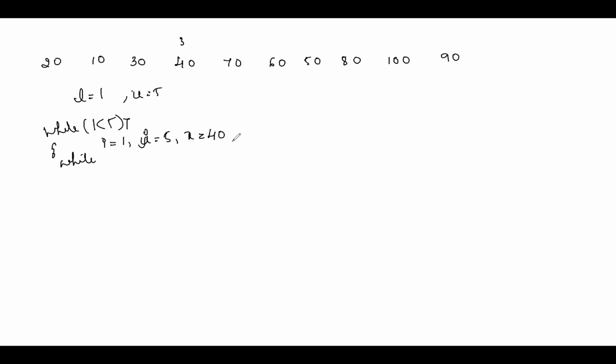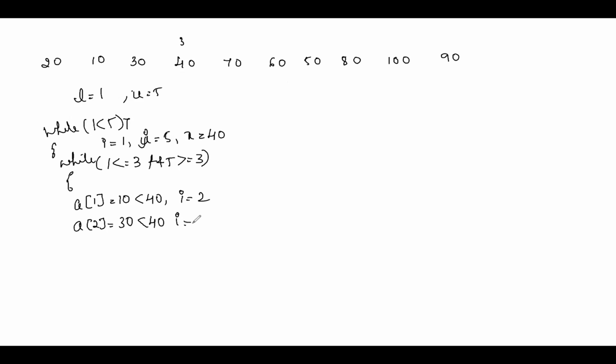Now we are going to compare the values for 40. Now I'm checking whether 1 is less than or equal to 3. Yes, it is true. And also I'm checking whether 5 is greater than or equal to 3, which is true. Hence, I will go ahead and check for A of 1, which is nothing but 10, whether it is less than 40. True, hence increment the i value to 2. A of 2, which is nothing but 30, it is less than 40.